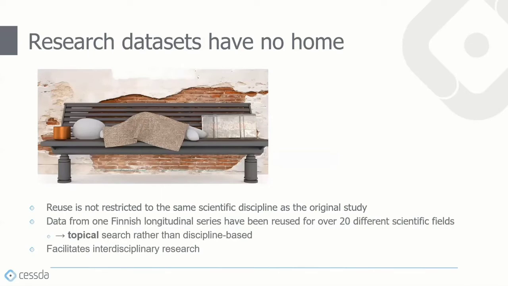So, for example, one Finnish longitudinal series, which has been following the same people for over 40 years, has been used for research and theses for over 20 different scientific fields. So that's why in the data catalog we wanted to have the topic search and keyword search rather than having the filter by discipline, also because of interdisciplinary research.